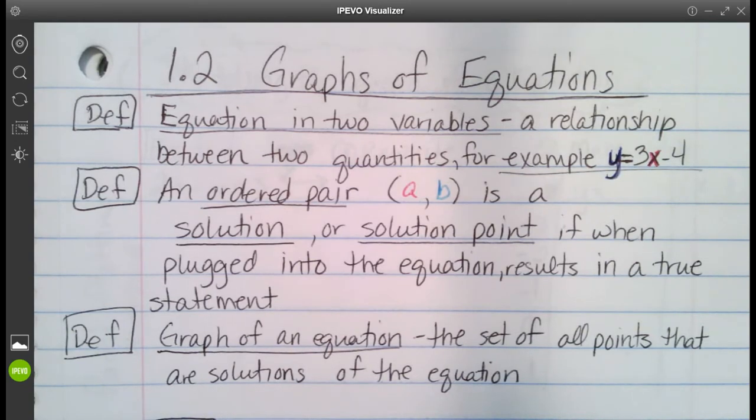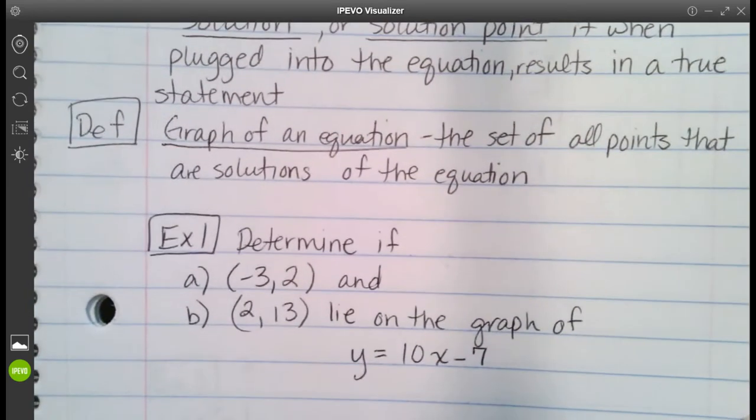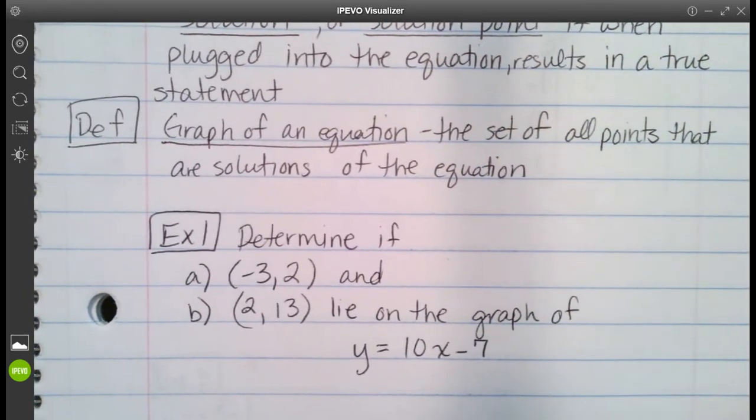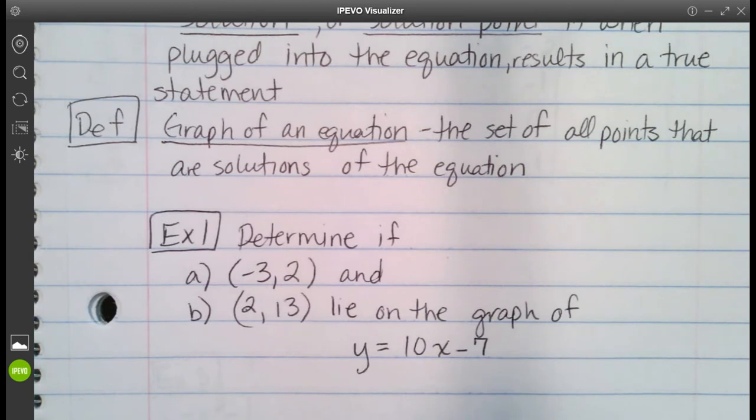Okay, so we're going to go ahead and start right with an example. This is example one. It says determine if (a) (-3, 2) and (b) (2, 13) lie on the graph of y equals 10x minus 7. So all we're going to do for this problem is take these numbers, plug them into here, and see if it's a true statement. Let's go ahead and start with that.